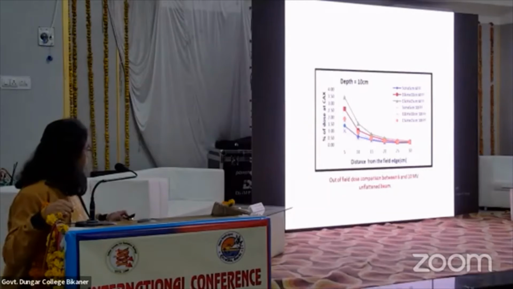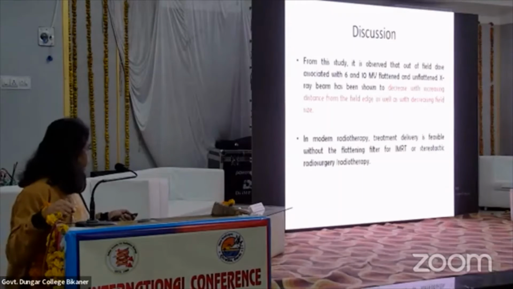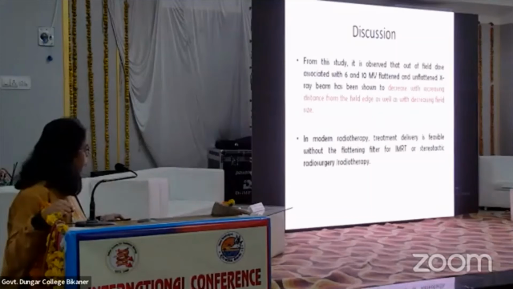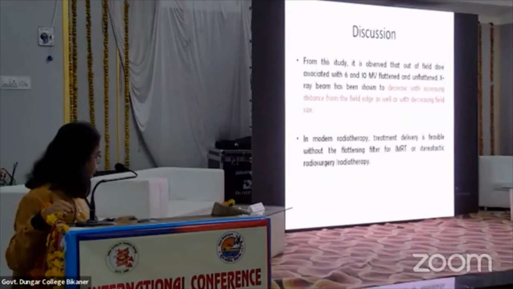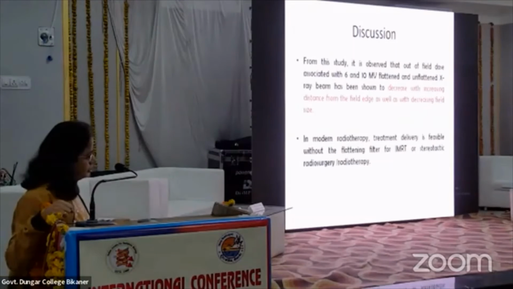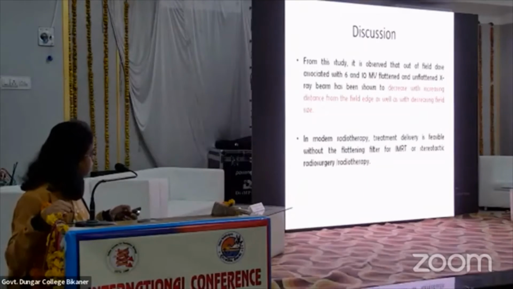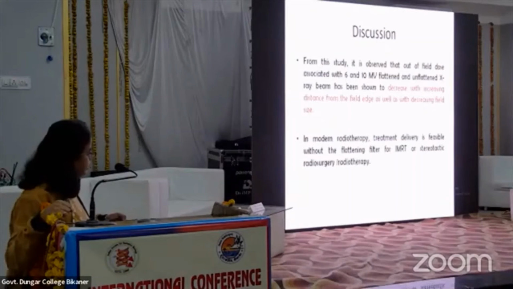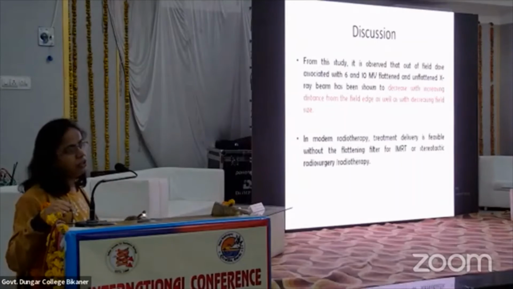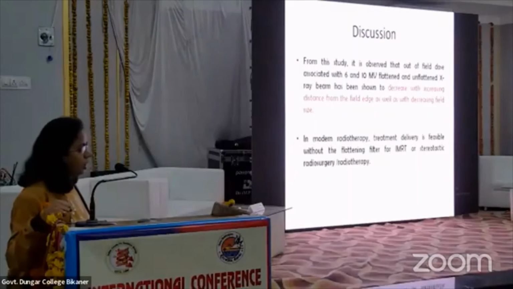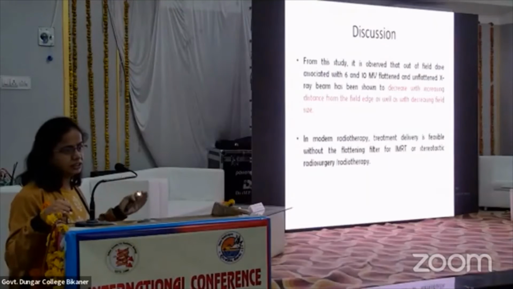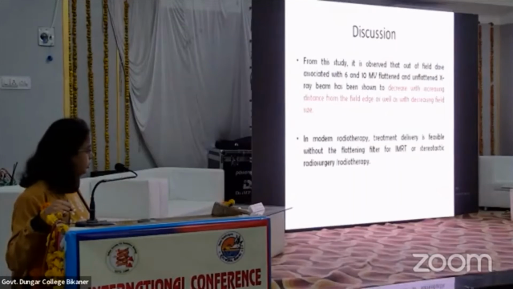So, the discussion part. From this study, we have observed that the out of field dose, that is scatter and leakage radiation from the head and the other parts of the machine, associated with 6 and 10 MV flattened beam is higher than that of unflattened X-ray beam, and it is also decreasing with increasing distance from the field edge. So when you go away from the field, the out of field dose decreases, and when the field size or the treatment volume is decreased, the out of field dose also decreases.